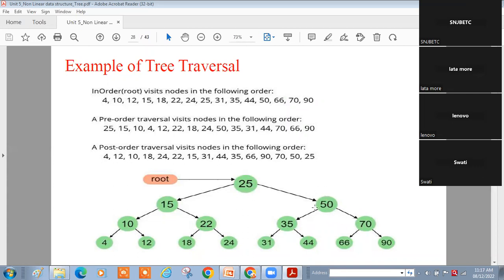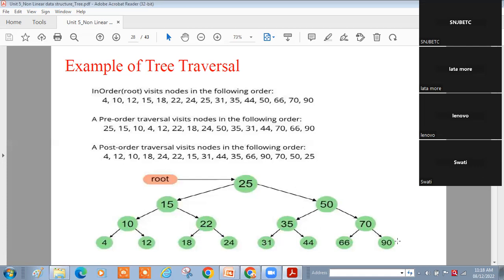When you come to the right, you can observe the right element 15, but it is again a root. If it is a root, again move to left. On the left we have a root, so again move to left. Left is 31, then 35, then 44, which means left, root, right. This completes the left part. Come to root, come to right. Here 66 is left, here is the root, and here is the right. So this is the in-order traversal.